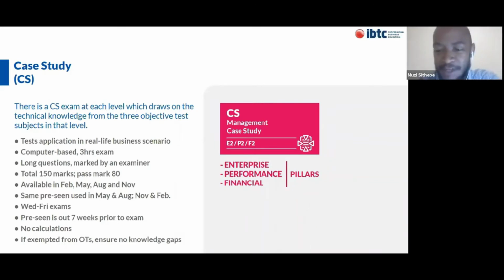Right, so what can I tell you about the case study? I think at a high level, for those who've not experienced it before, it basically takes the information from all three pillars. I want you to use that knowledge and basically apply it in a real life business scenario to solve business problems, right? So it tests that application in that scenario. It is computer based and it's 3 hours long.